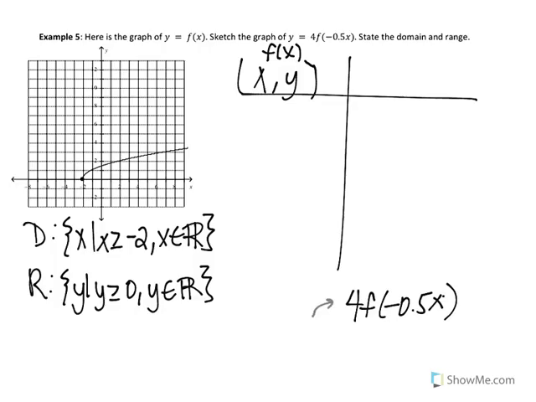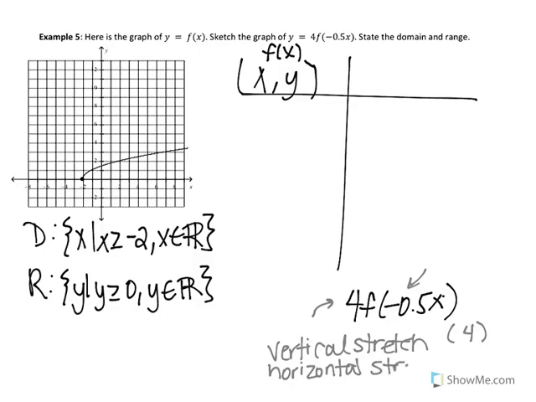So we know that this is going to make it have a vertical stretch by a factor of 4. We know that this is going to make it have a horizontal stretch by a factor of 2, the reciprocal. And because the inside is negative, we're going to have a reflection. And because our x values are the ones that are going to be changed, it'll be a reflection in the y-axis. So there's all of our transformations.